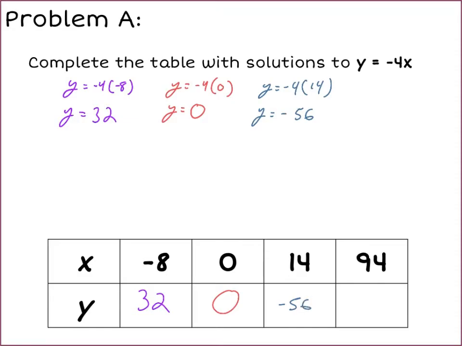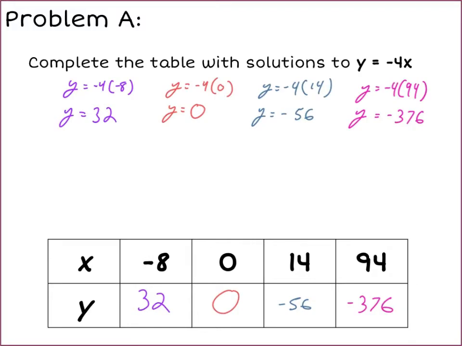And my final solution, I'm going to be plugging in 94 here, so y equals negative 4, plug in my 94, negative 4 times 94. Remember a positive times a negative is going to give me a negative, so I'm going to end up with negative 376. So that is our final solution.